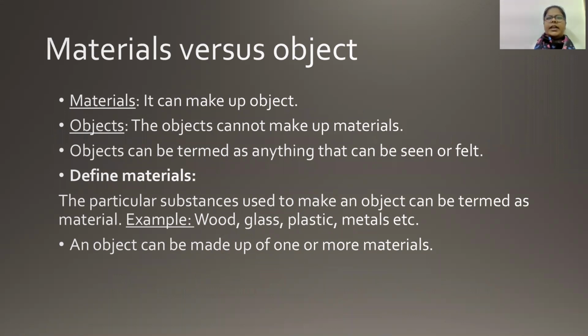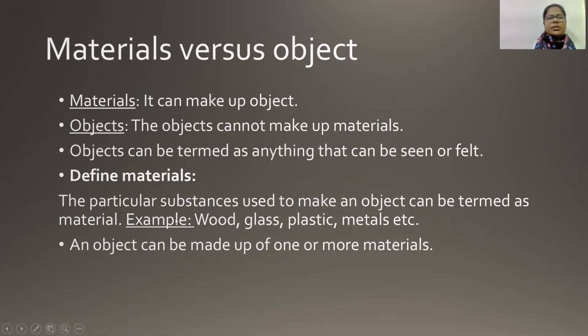When you are studying, you might see that around you or in your home there are different objects like the cupboard, the computer, or the mobile phone on which you are studying right now, the book, the pencil. All these things which you can see, feel or touch are objects. These things are made up of different substances which are termed as materials. So materials are the particular substances which are used to make up an object.